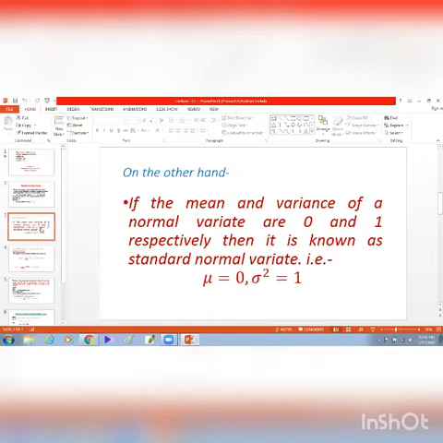The standard normal variate can be defined another way, that is, if the mean and variance of a normal variate are 0 and 1 respectively, then it is known as the standard normal variate. That means in that case mean mu equals 0 and variance sigma square equals 1.